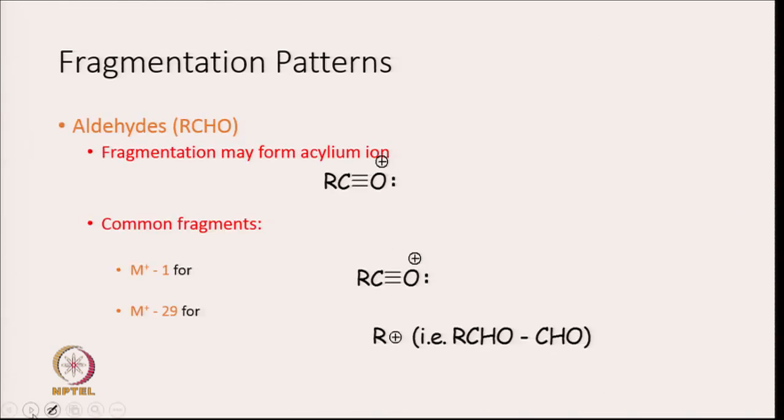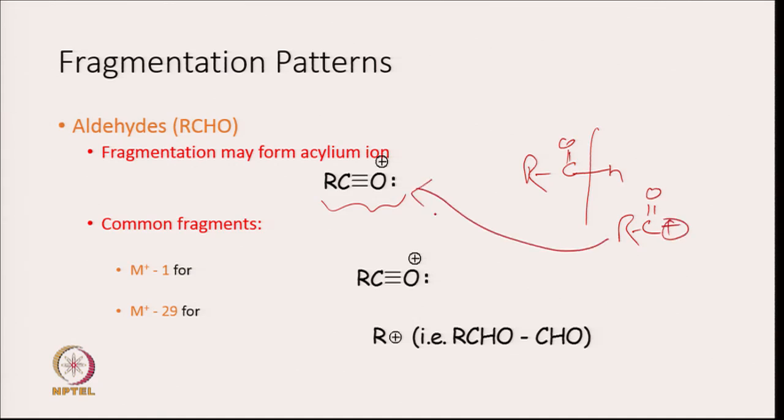Now, let us look at the fragmentation pattern of the aldehyde. The fragmentation may form an acylium ion. So, an H radical will be removed giving you the acylium ion. If you take RCOH, the breakage can happen here giving you RCO plus, which will be resonance stabilized. So, a common fragment is M plus minus 1 for this, and then you can also get a fragment due to breakage here.